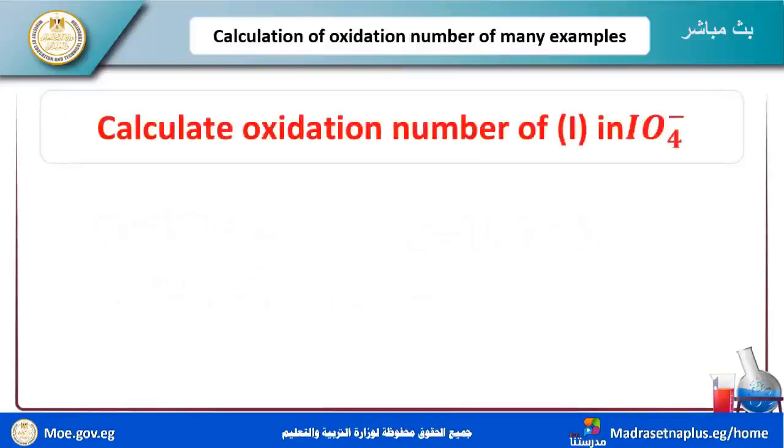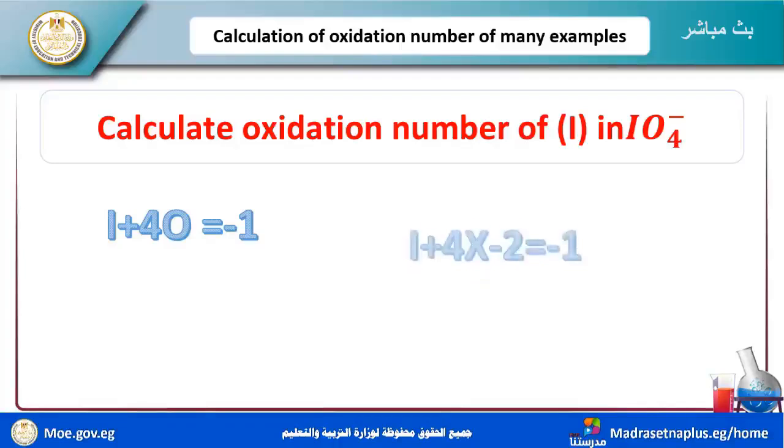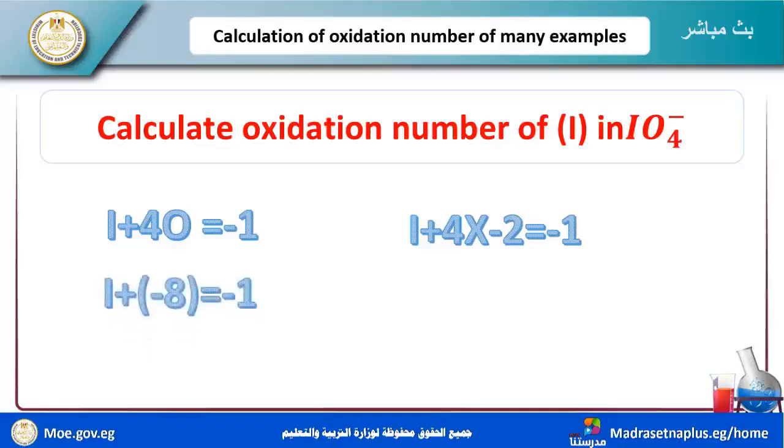Now we have another example. Calculate the oxidation number of iodine in the iodate anion. Okay, I plus 4O equals -1. The oxidation number of O equals -2. Now I plus 4 times -2 equals -1. So iodine equals +7, and this is group 7, the halogen group.